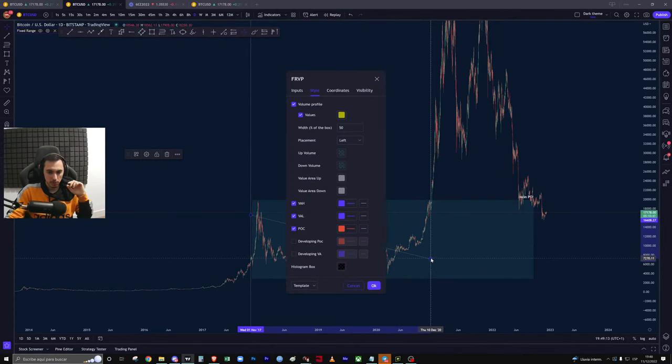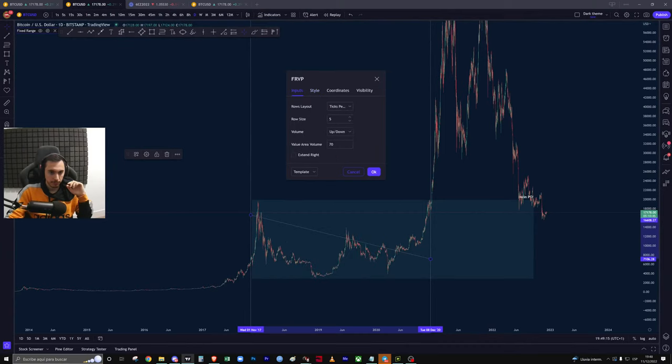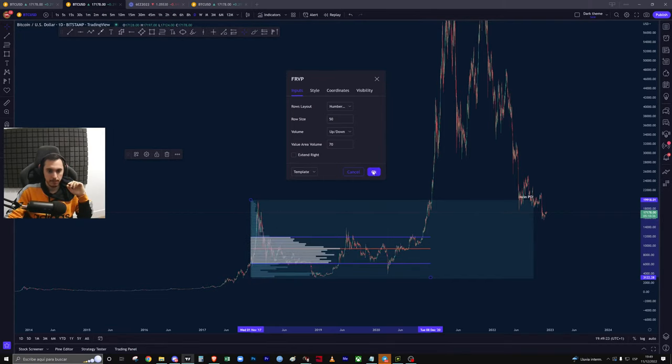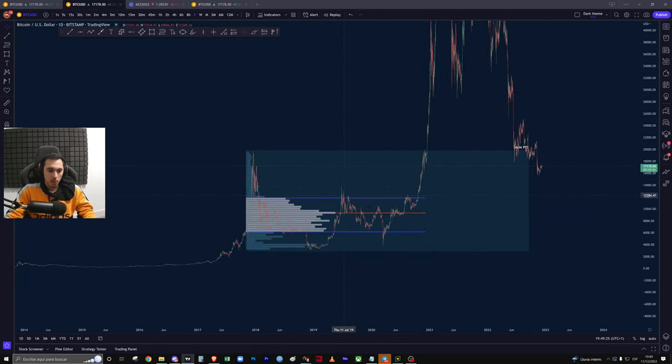Let's give it a minute to load. Let's use number of rows and let's make it 50 rows. Perhaps it's too much. No, that's fine. Okay, so we can see how within all of this range, most of the volume was traded around this range. Exactly 70% of all the 100% range here was traded inside of this tight range where the price spent most of the time.